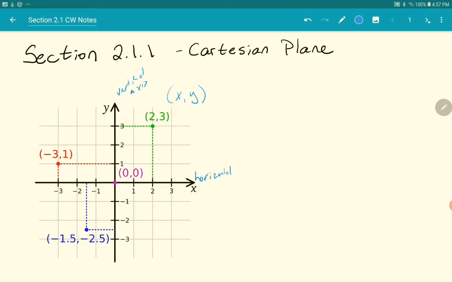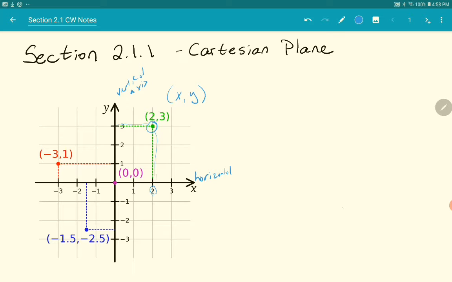So, for example, if I want to plot the point 2, 3, I look at the x-axis and I go 1 to 2, and then for y is 3, so I go up 1, 2, 3, which is where 3 and 2 meet. So that gives me the point 2, 3. All right, so for this section, we need to be able to identify these points.